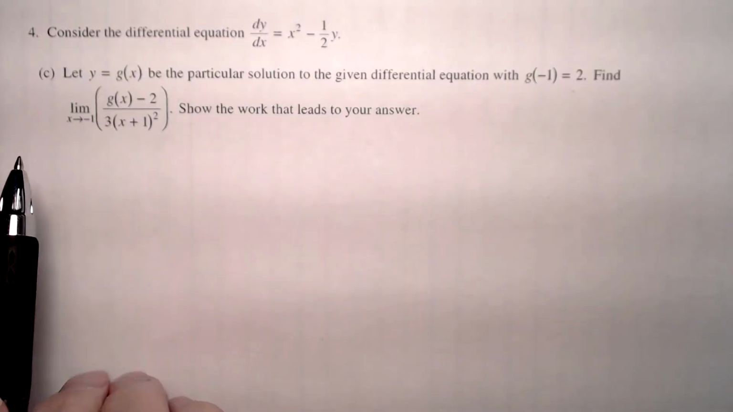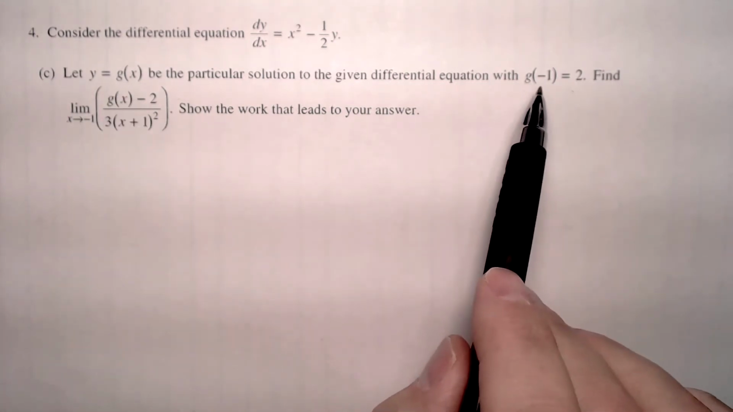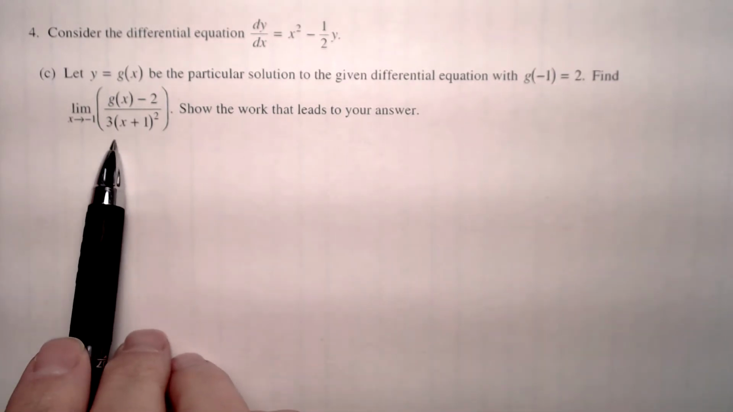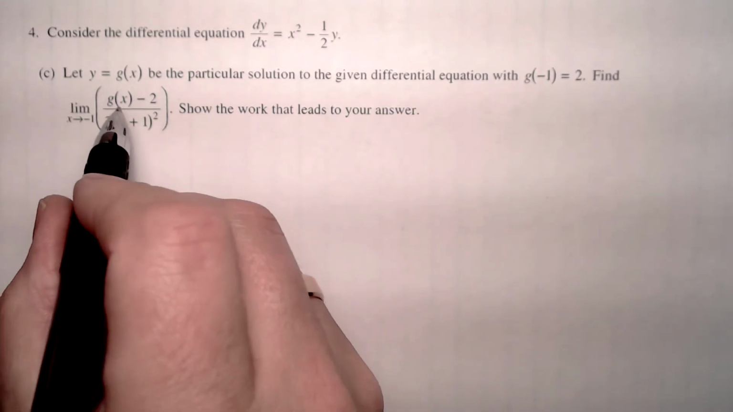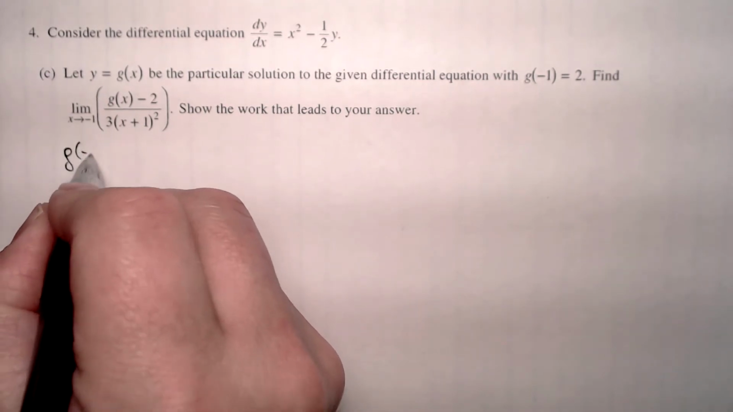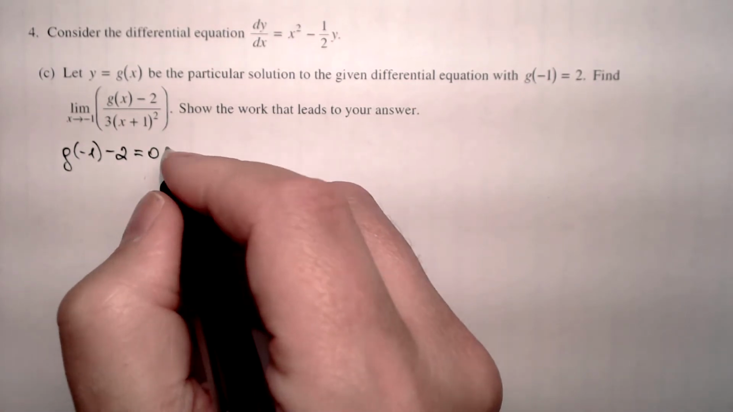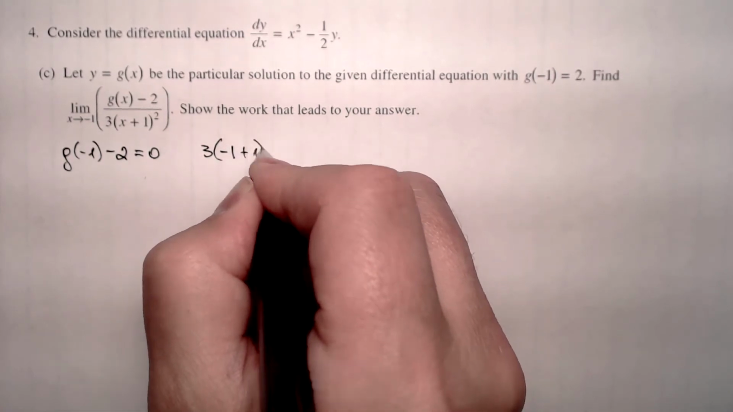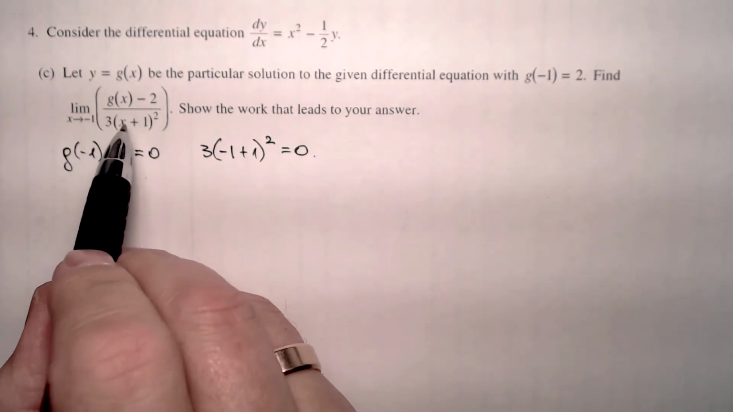So in this question we are given the particular solution y equals g of x that passes through the point (-1, 2). And we need to find this limit as x goes to -1. And so let's look at the numerator and denominator, plug in -1. We get g of -1 minus 2. This is actually 0. And also 3 times (-1 plus 1) squared, this is also 0. So we have a limit 0 over 0.